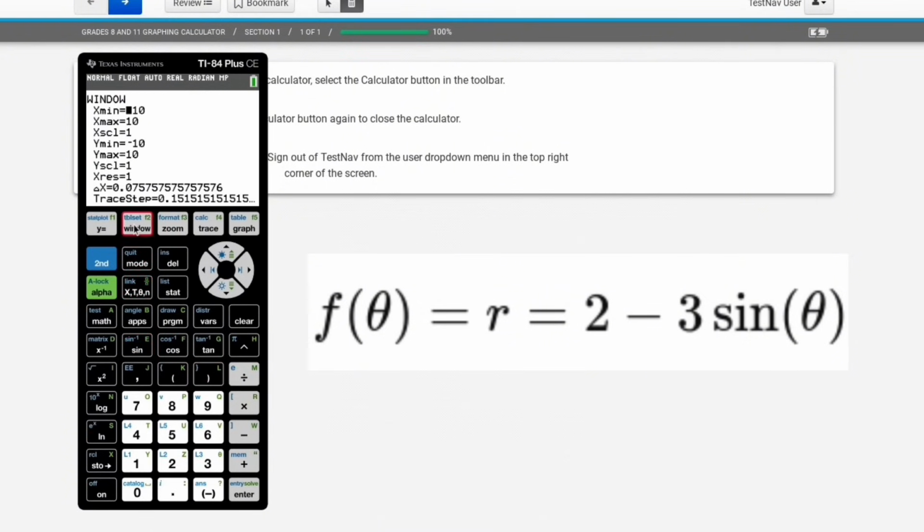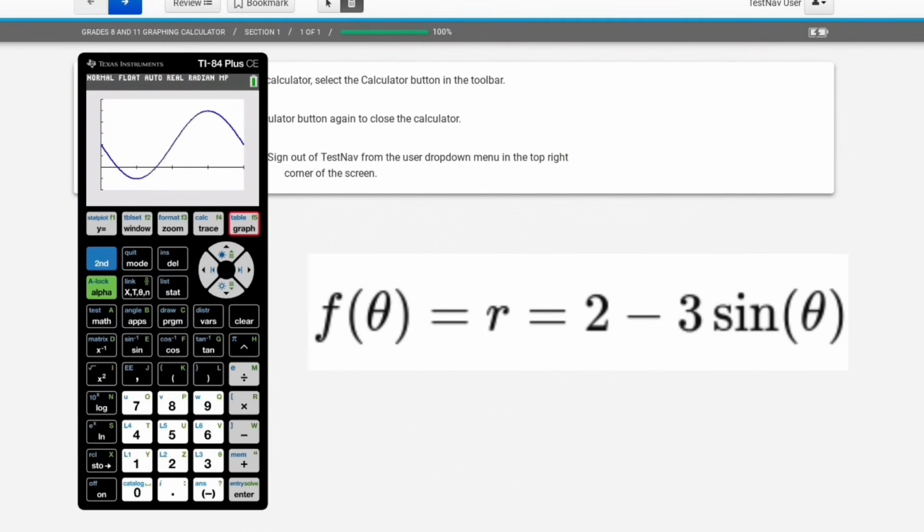So I'm going to change my window. Actually, I'm going to go to zoom and do zoom trig and then change my window. All right, so as we can see, it bottoms out at -1. It looks like it goes up beyond whatever this number is. So I'm going to move this from -2 to, I don't know, 6 should probably do the job. Also, I care about stuff happening between 0 and 2 pi. So let's change that to 0 and 2 pi and hit graph again.